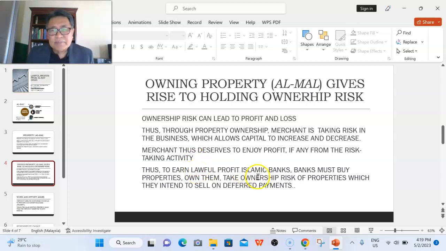we can say that the Islamic bank must buy properties, own these properties, take ownership of the property, which they intend to sell on deferred payment. So whether we are dealing with a spot sale or deferred sale, the idea is to evidence that there is a buy and sell involving asset and property. So this is a very important principle that the Islamic bank should hold on to.